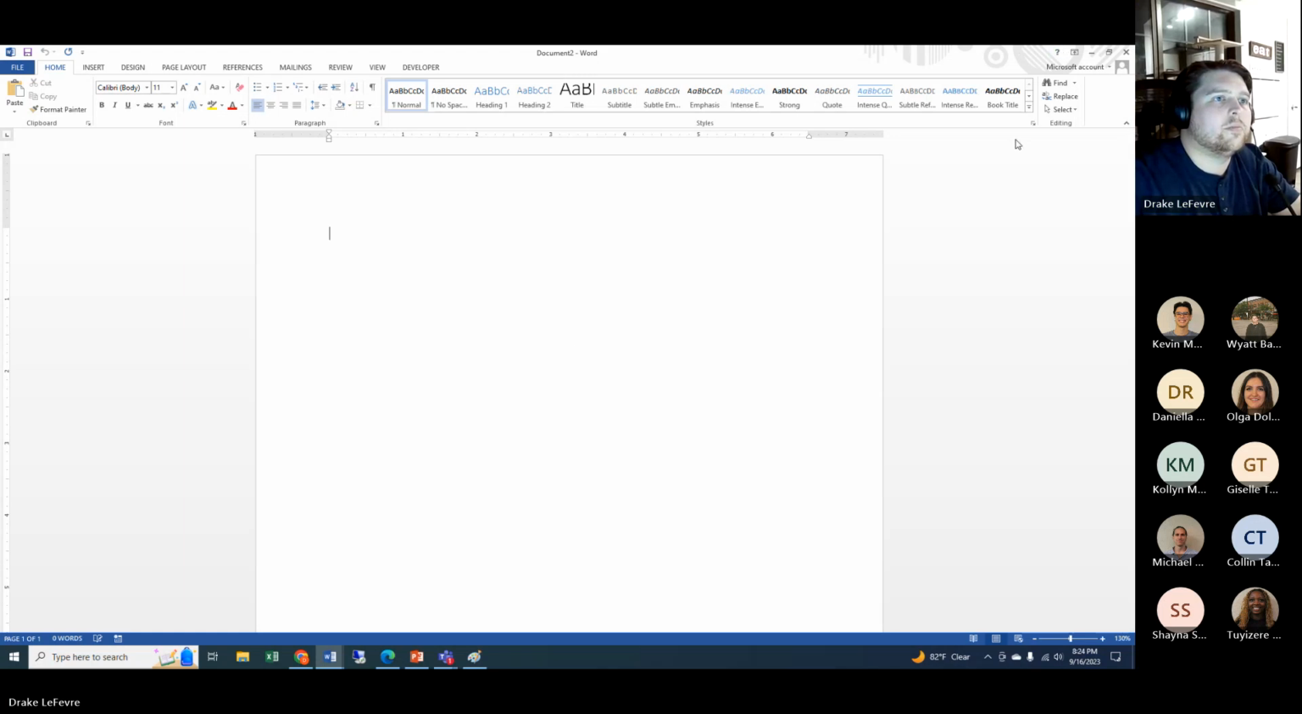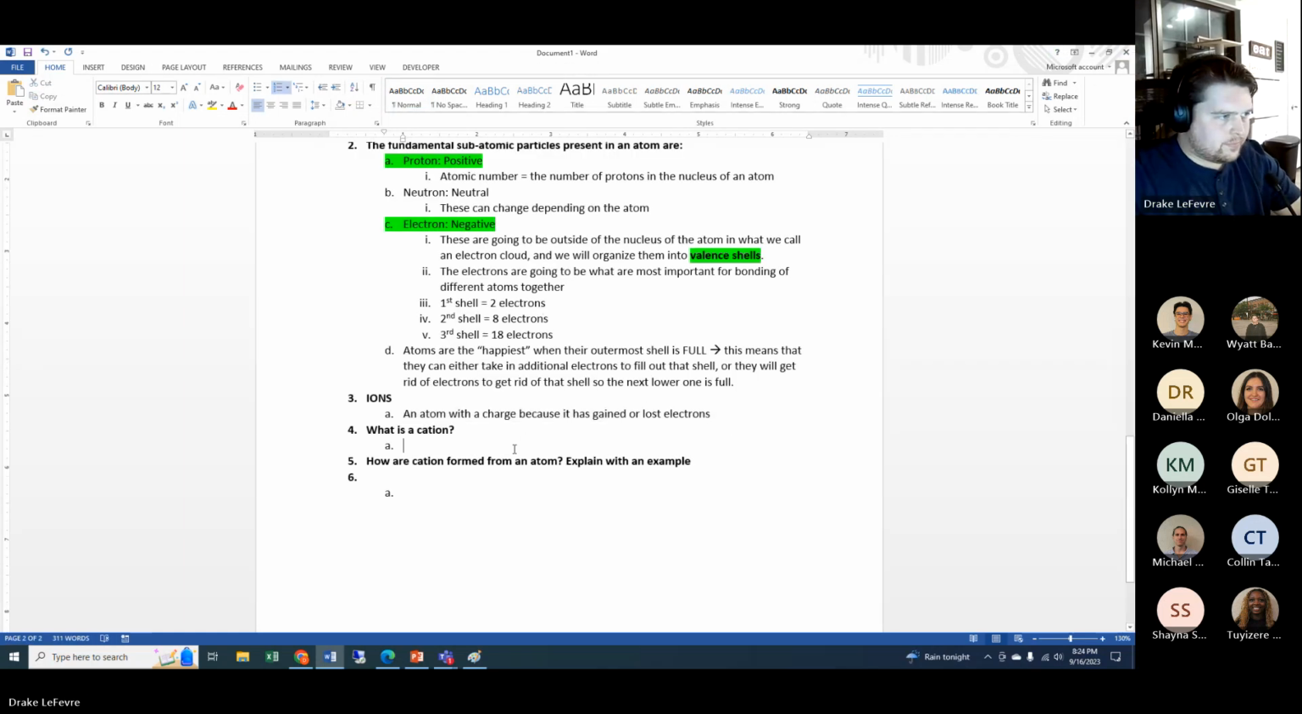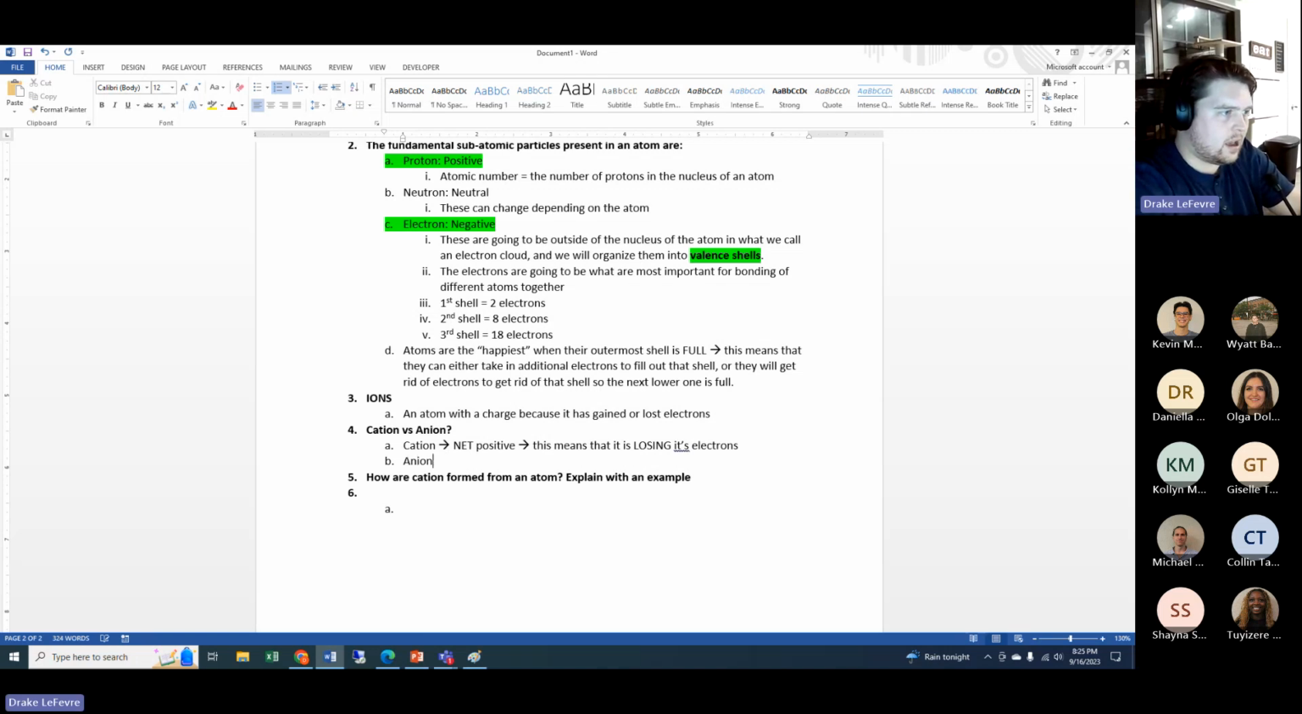Oop. Opened a new document. Here we go. So then we talk about these two. There's cations. I'm actually going to change this question. Cation versus anion. So a cation is going to be positive, net positive. This means that it is losing its electrons. An anion is net negative, means that it is gaining electrons.